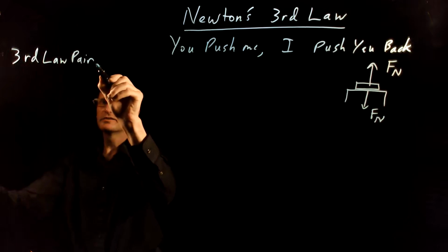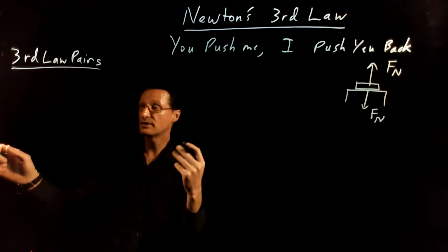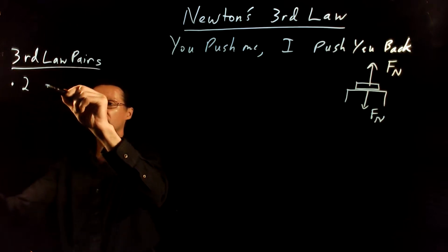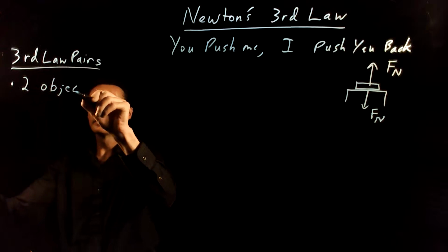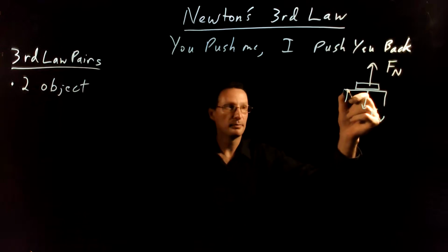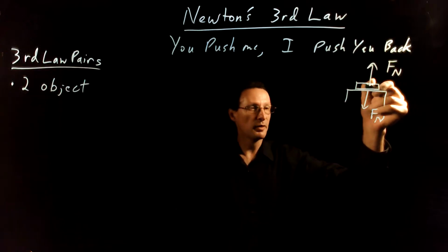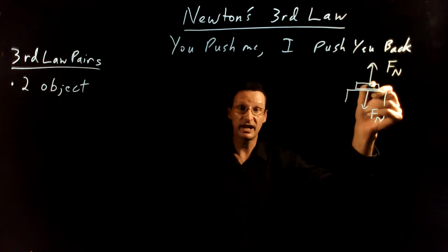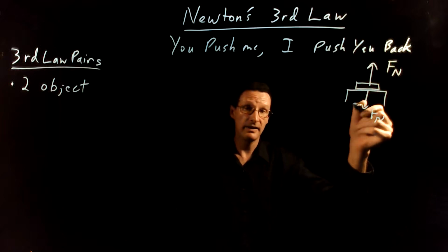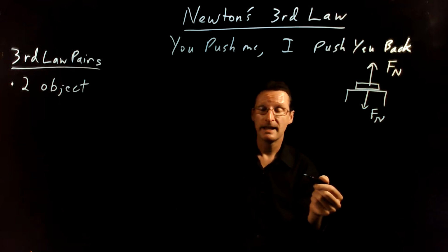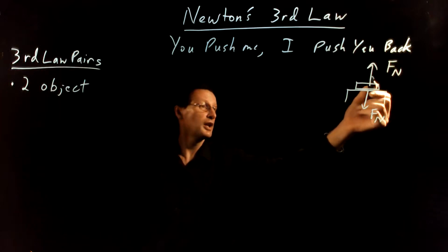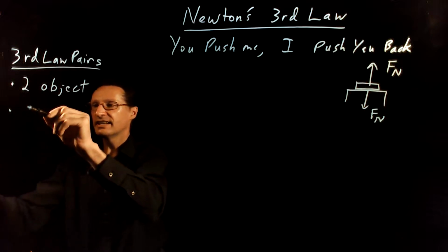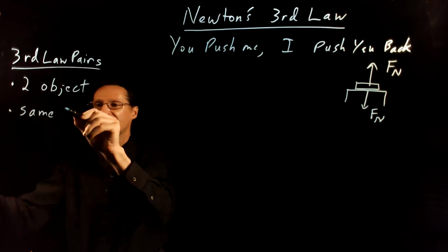Okay, so a key part of this is that with third law pairs, and I call them pairs because they always exist, there are two different forces, and a key property about them is they're going to be on two objects. For example, in this example, both of the forces are not acting on the book. There's one force acting on the book, that's one object, and the other object is the table. The other key thing is you notice these are both normal contact forces. So in this case, they must be the same kind of force.